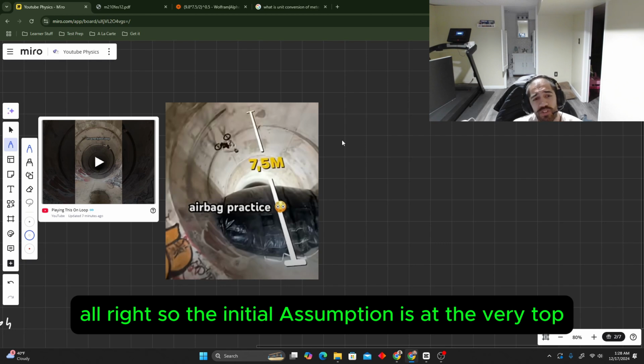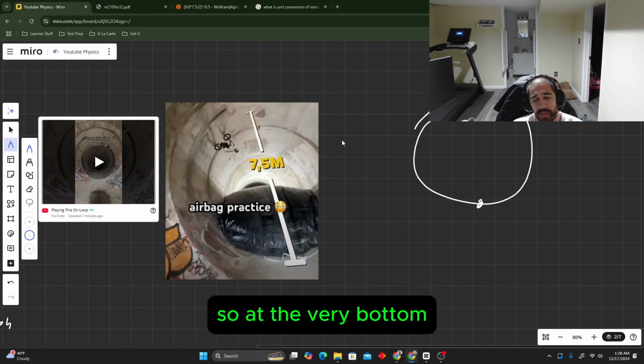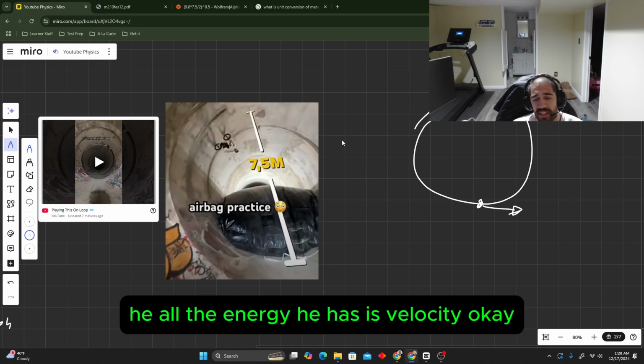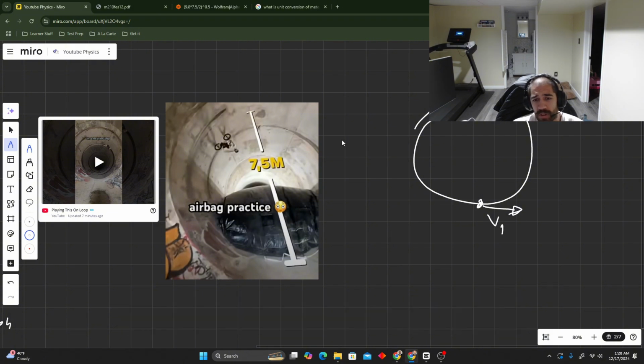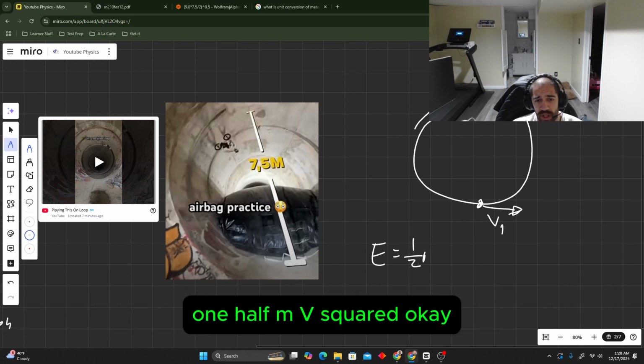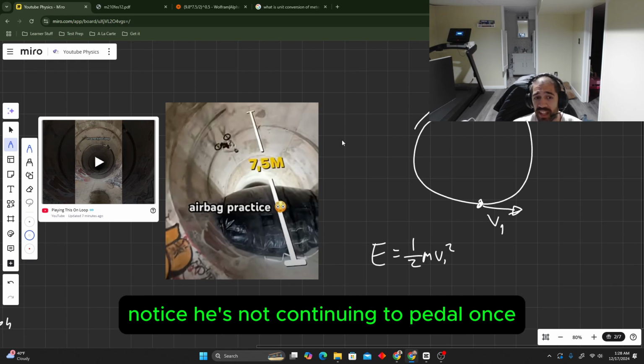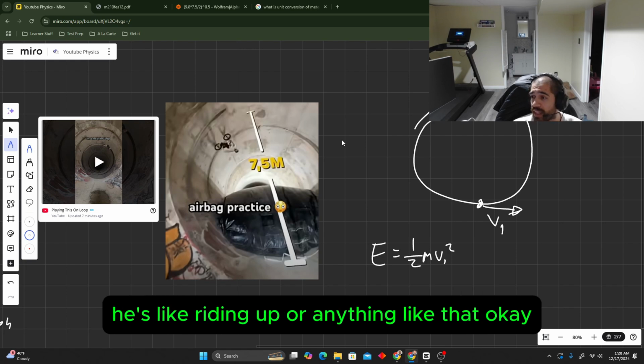All right. So the initial assumption is at the very bottom, all the energy he has is velocity. Okay, we're gonna call this V1. So the energy at the bottom that he maintains is 1/2 mv squared. Okay. One thing that you're gonna realize is energy has to be conserved. Notice he's not continuing to pedal once he's riding up or anything like that.